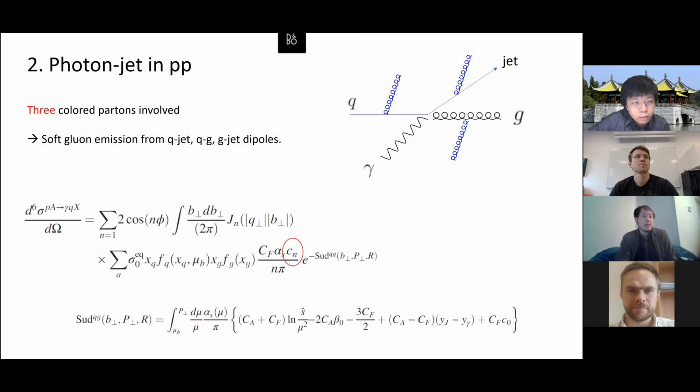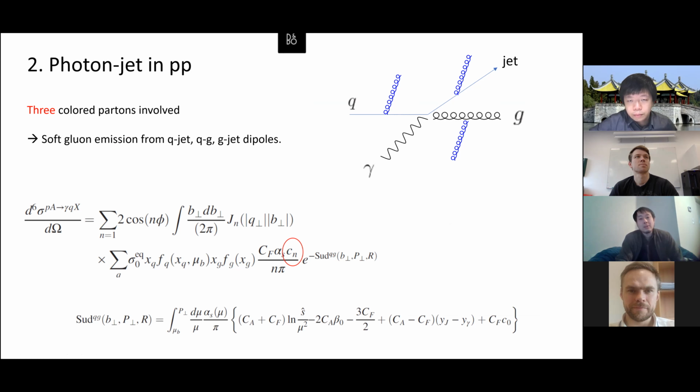And my second example is the photon-jet in proton-proton scattering. The final state contains the back-to-back jet and the real photon, and the leading channel is the quark-gluon scattering channel. In this example, there are actually three colored partons in this 2-to-2 scattering. There are two quarks and one gluon, and they all radiate. So we have to consider the soft gluon radiation from these three parton systems.